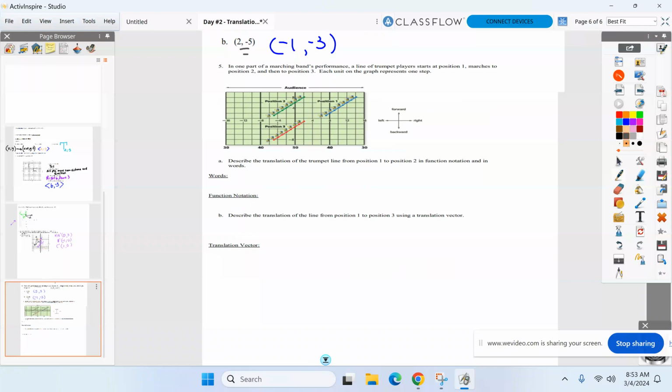All right, moving on. Quick warning here before we do this problem. Your graph is going by 2s, not 1s.